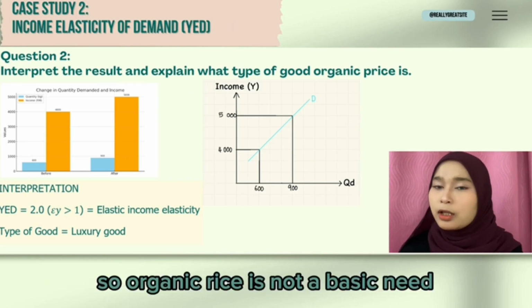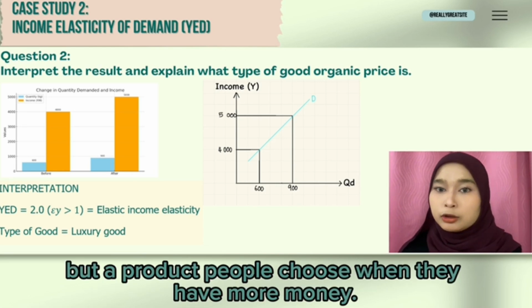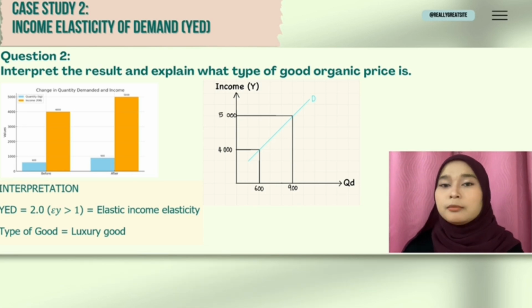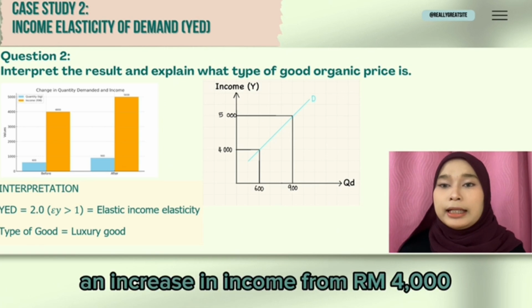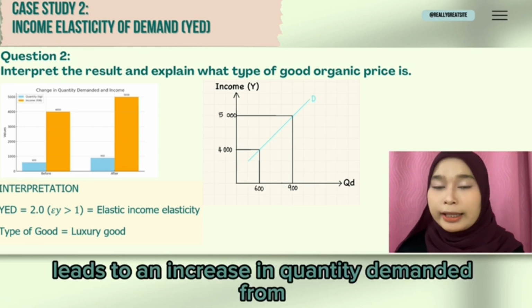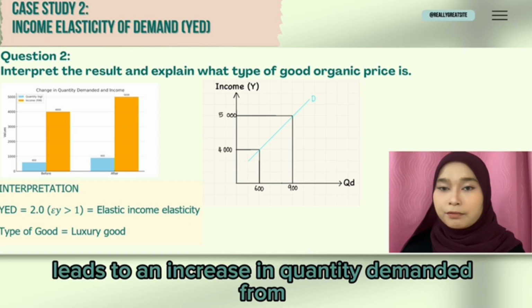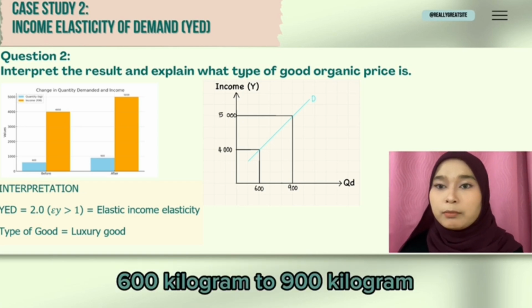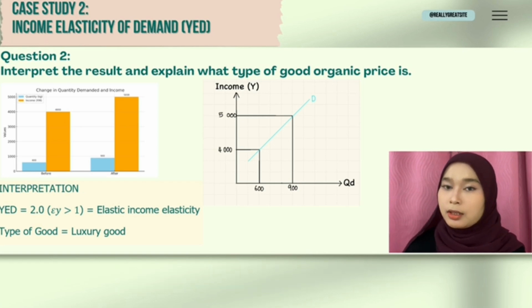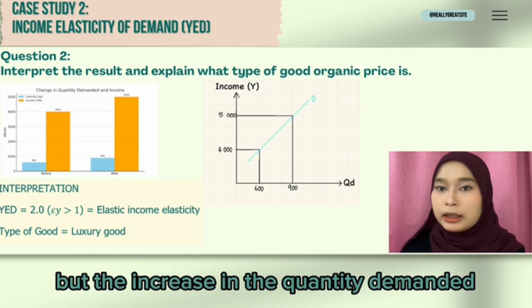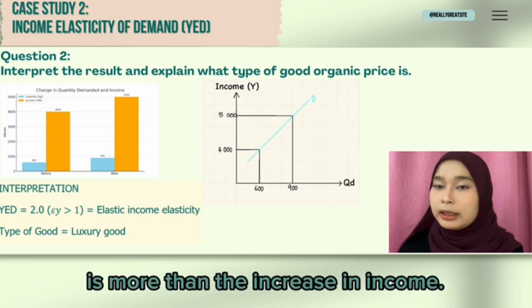So organic rice is not a basic need, but a product people choose when they have more money. For the graph, an increase in income from 4,000 ringgit to 5,000 ringgit leads to an increase in quantity demanded from 600 kg to 900 kg. But the increase in the quantity demanded is more than the increase in income.